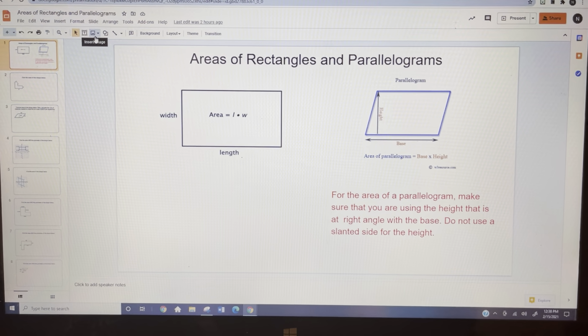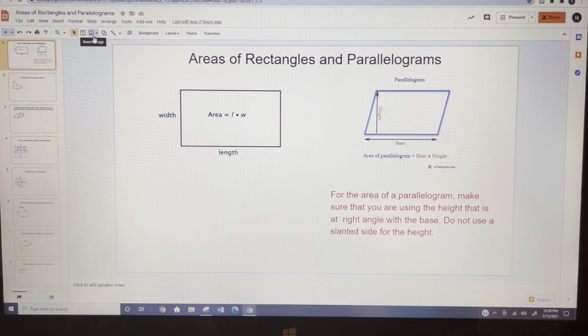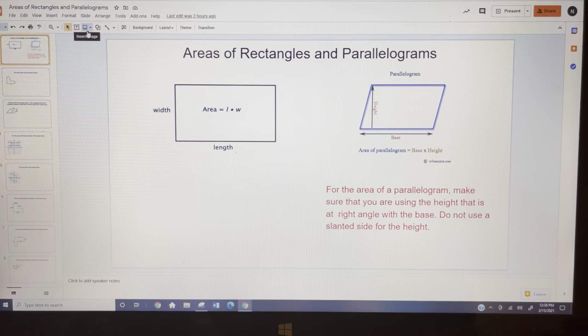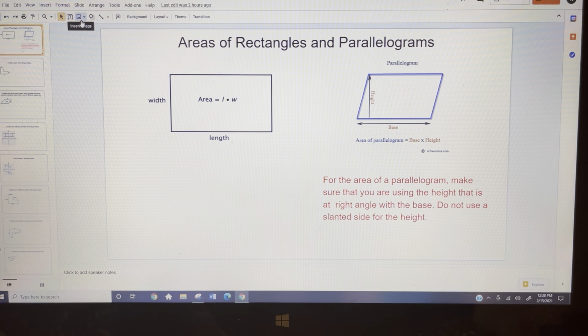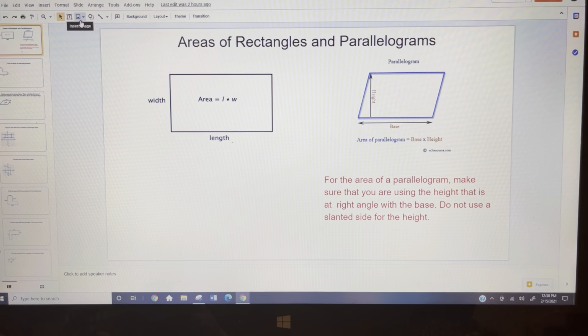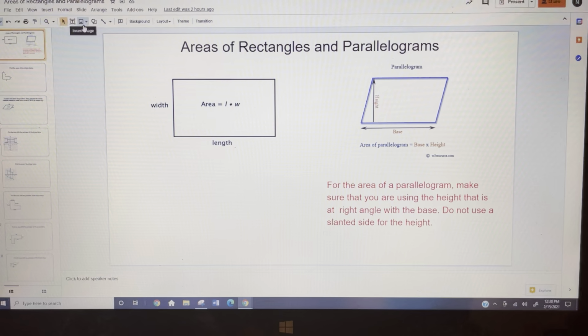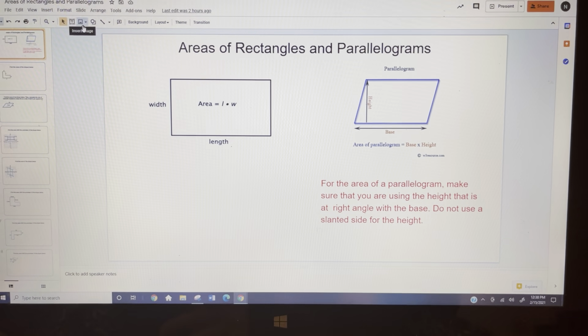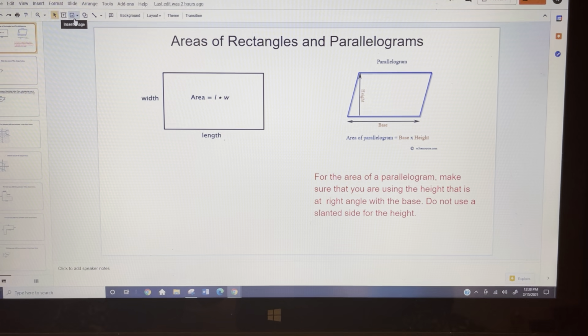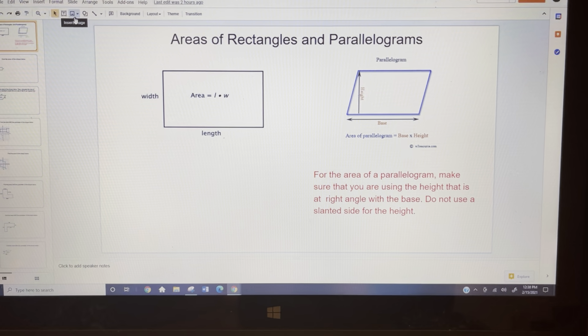This video is going to explain the first couple slides of the areas of rectangles and parallelograms slideshow. The first slide shows you the rectangle and parallelogram with the area formula. The area formula for a rectangle is either length times width or base times height. Same thing either way, it's both the dimensions and you just multiply them together.